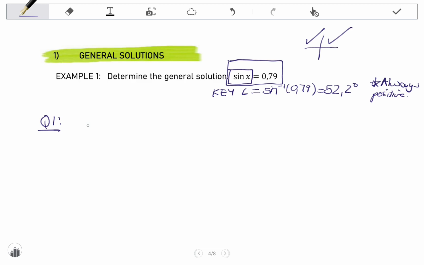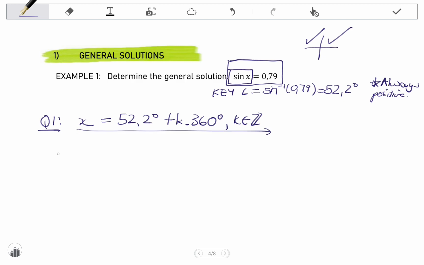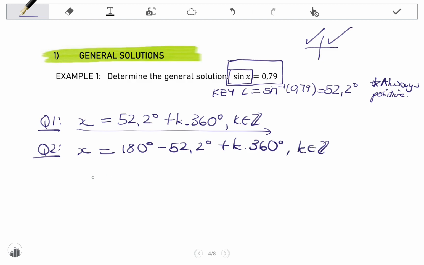So in quadrant 1, I name my angle as x, that's what was given to me in the equation, it's equal to the key angle, which here is 52,2 degrees. Then I add k times the period of the graph, in this case the sine graph, so its period is 360 degrees, and then I have k as an element of integers. Right, that's the full solution for quadrant 1, but I also have a solution in quadrant 2, so I have the angle, which is x, equal to 180 degrees minus the key angle. Then I add k times the period, where k is an element of integers, and I simplify.